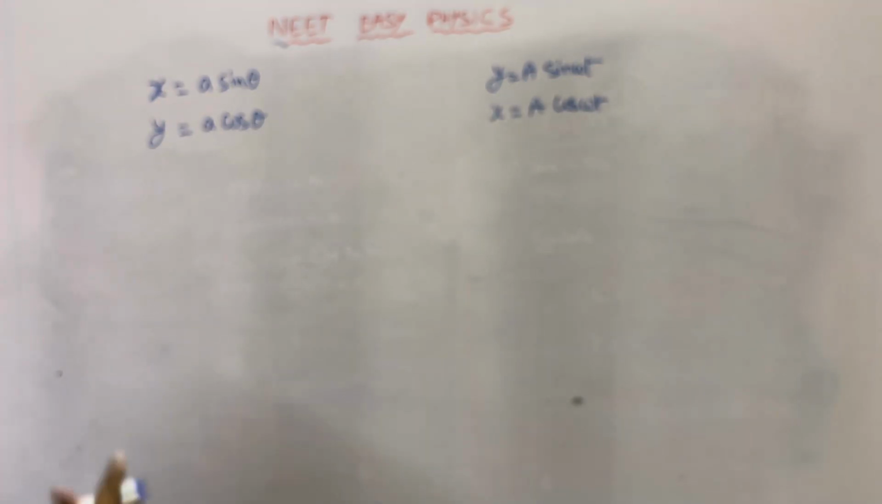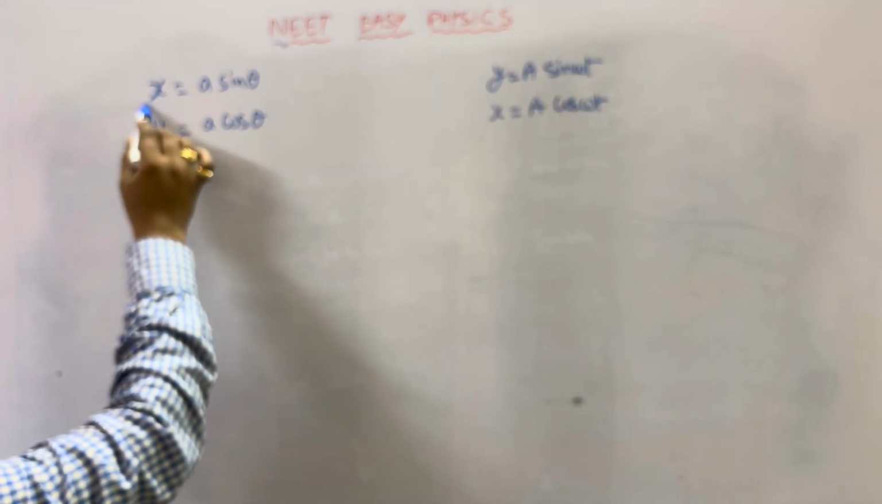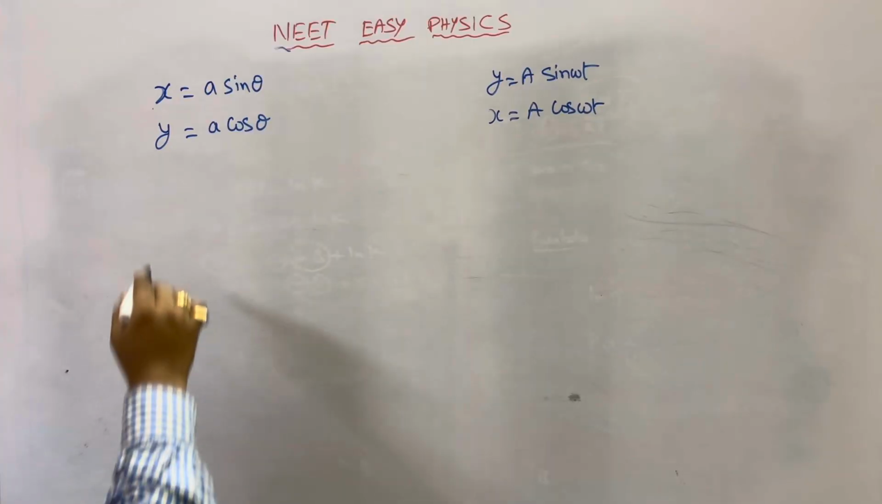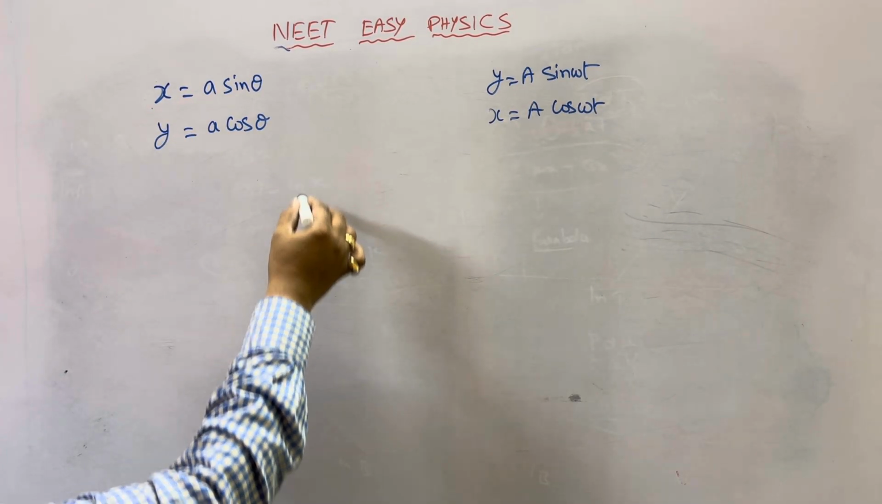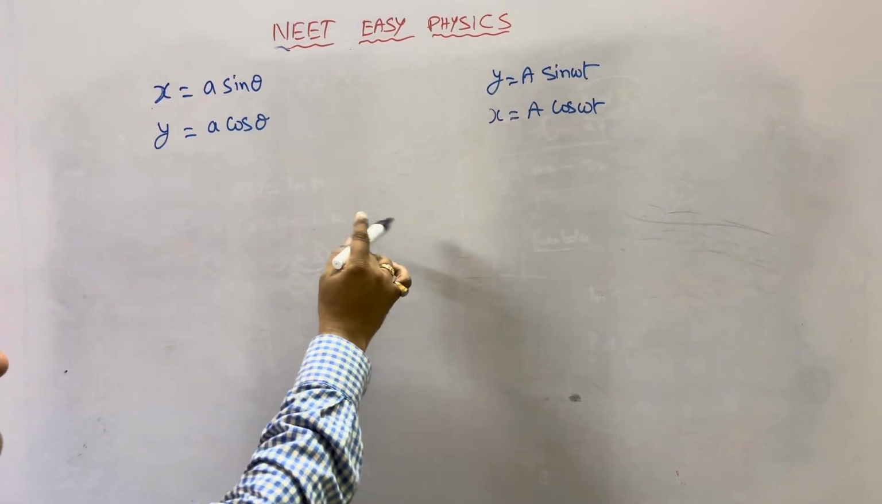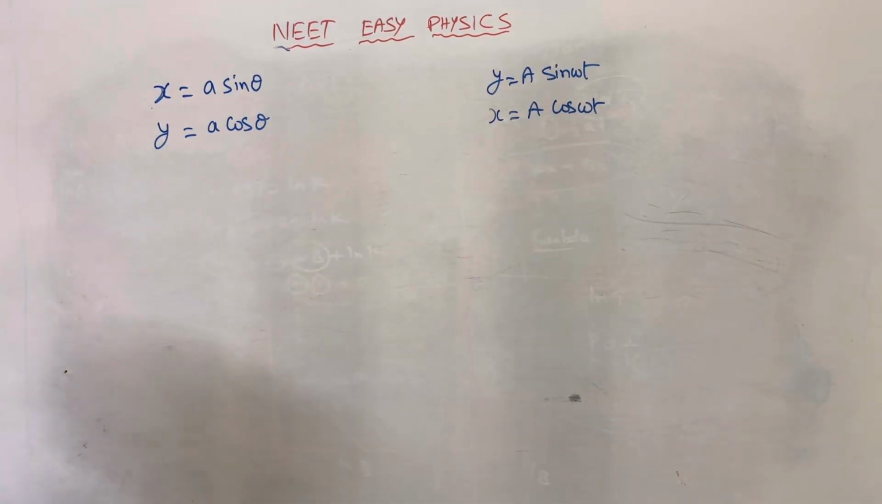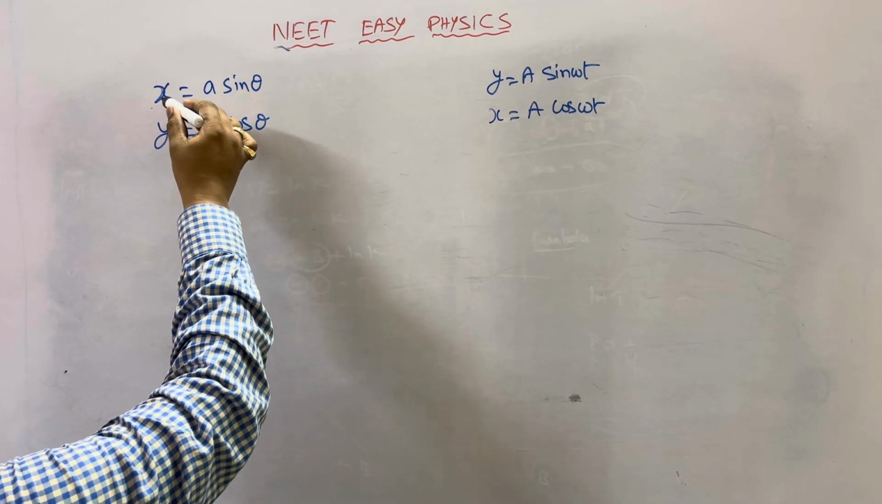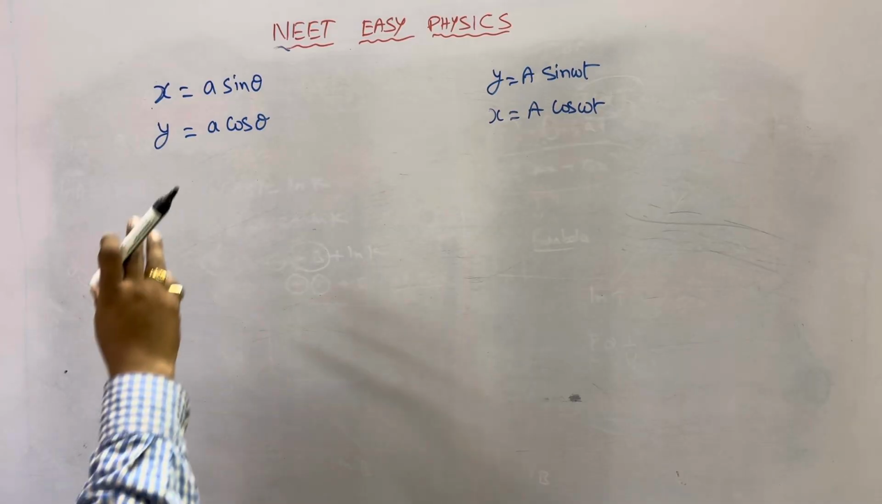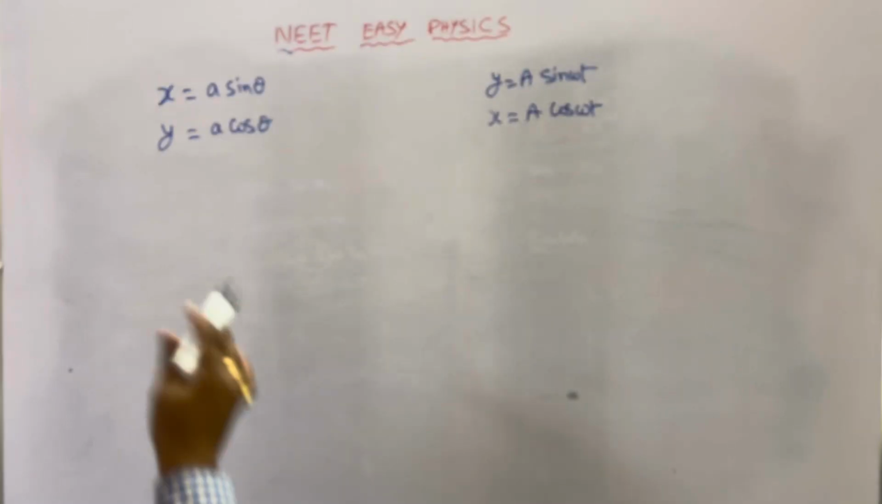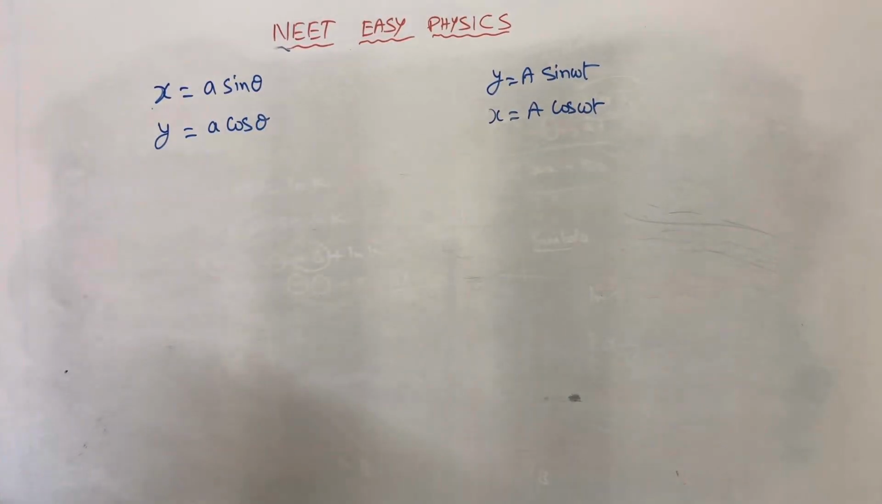At that time you should get the relation between x and y. How are we going to get the relation between x and y? They will give options for you: straight line, circle, ellipse, parabola, hyperbola, like that. So depending on that, we want the relation between x and y for any graph.